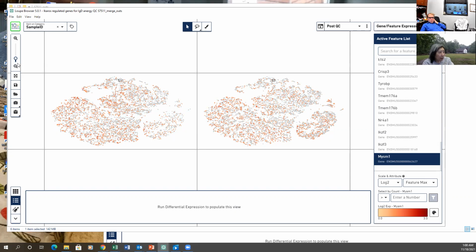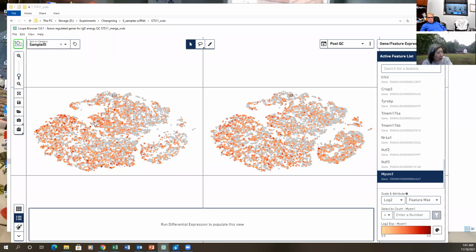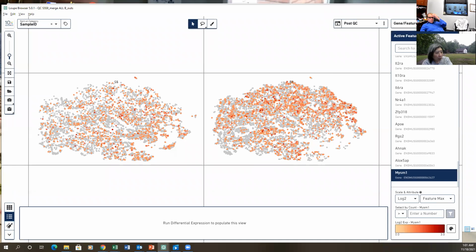Oh, wait a minute, that's the same file, isn't it? Pre-GC area. But I think here it is even more obvious that this is quite high and this is lower, right? So okay, let's see what this gene is for. I think this one is very important.